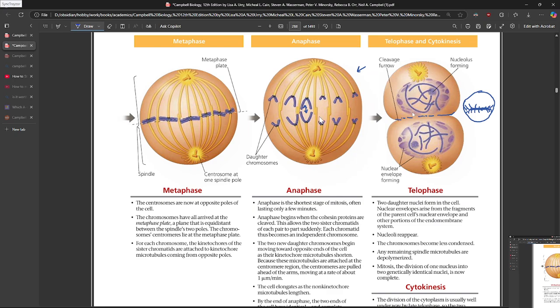So after these two are divided, we have these just chilling on each side. The nucleus reappears, chromosomes become less condensed, remaining spindle microtubules are depolymerized, as in the things that pulled them back, they get depolymerized. And mitosis, the division itself, is completed. The division of the nuclei into two genetically identical nuclei is finished. So mitosis was truly just, it started from here and ended from here, because now it's the division of the cell. It's not a division of the nuclei anymore.